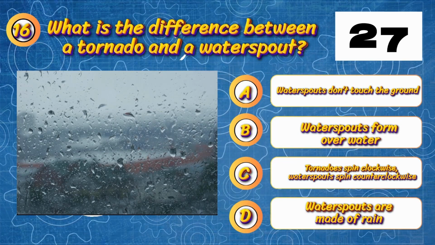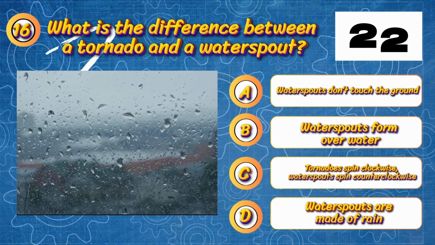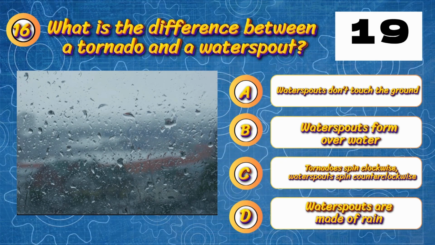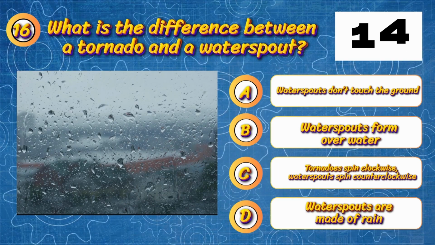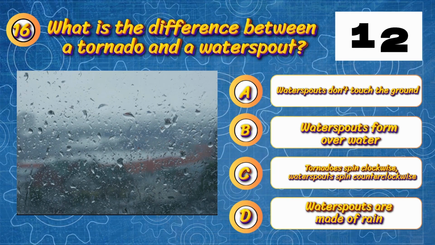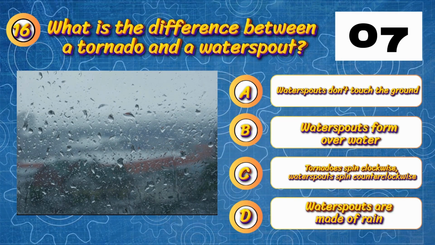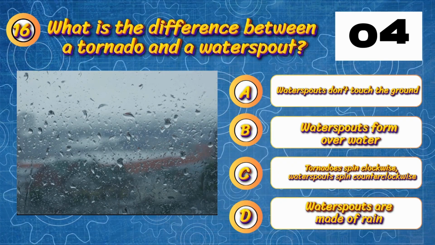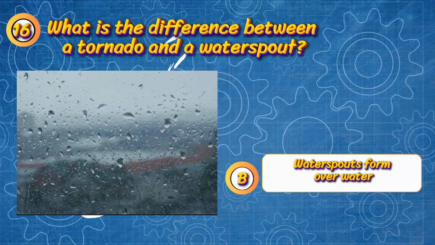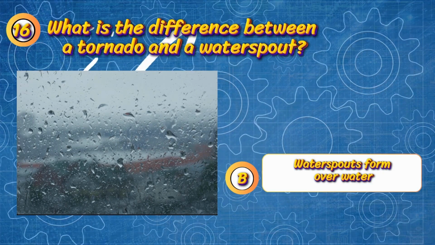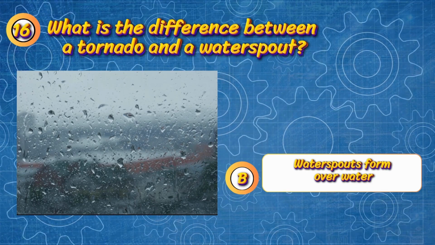Question 16. What is the difference between a tornado and a waterspout? A. Waterspouts don't touch the ground. B. Waterspouts form over water. C. Tornadoes spin clockwise, waterspouts spin counterclockwise. D. Waterspouts are made of rain. B. Waterspouts form over water. Waterspouts are tornadoes that form over water but can move onto land.